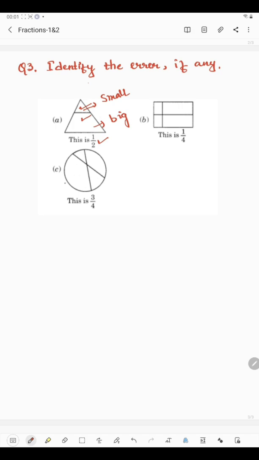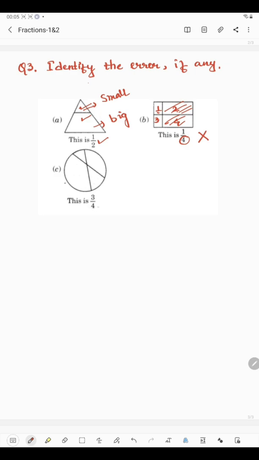Now coming to the next figure. Here it is given 1 by 4. Now 4 is the total number of parts. Now see here 1 2 3 4. So the number of parts is 4. But since it is not equally divided, this fraction is wrong. Okay.